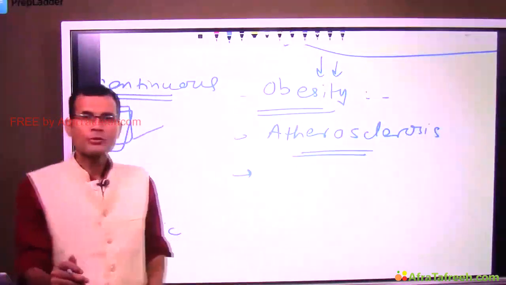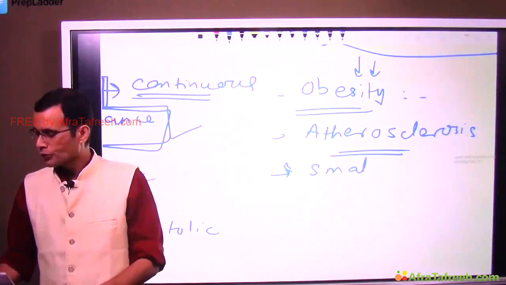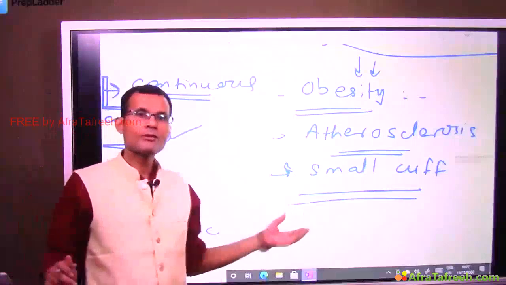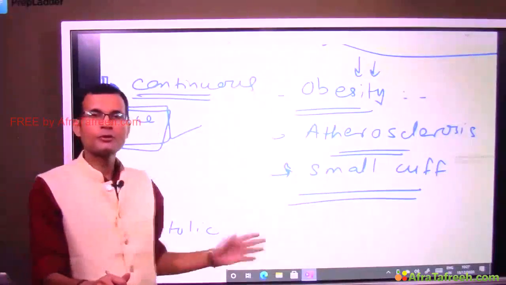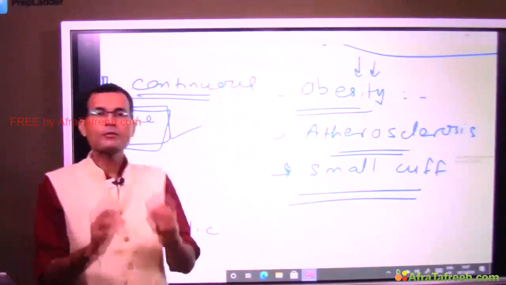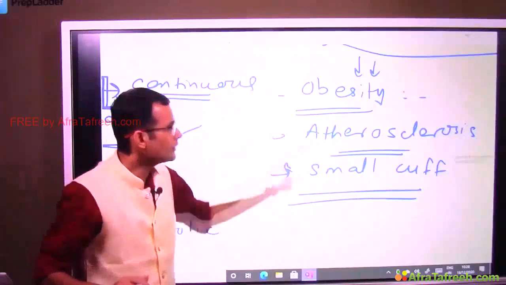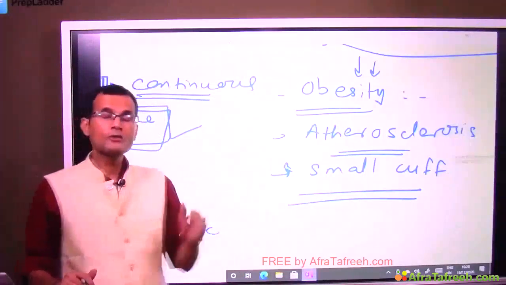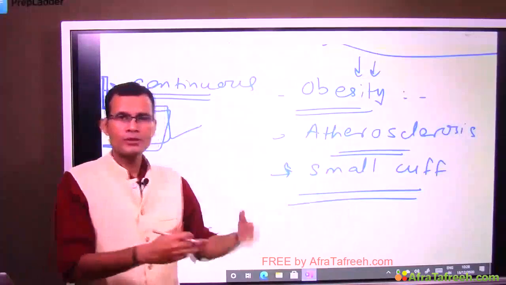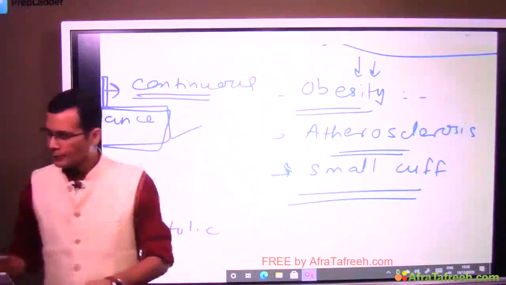Then last one, what will happen if you use a small cuff? By mistake, your cuff width is smaller than what it should be. What will happen? It will give a falsely high blood pressure. So in all these conditions, there will be a falsely high blood pressure, falsely higher pressure will be measured. Now, why in small cuff that is likely to happen?